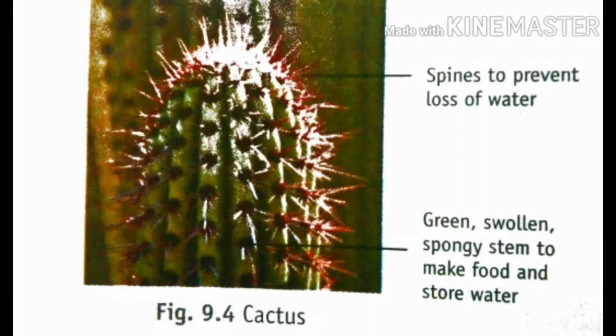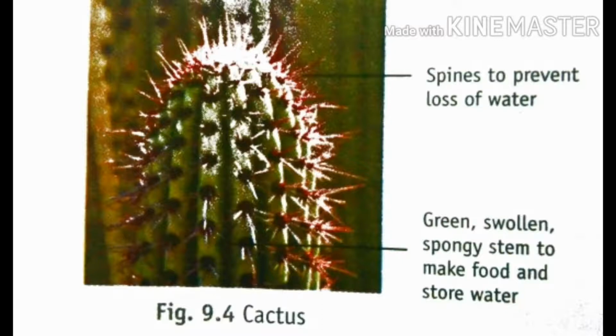How does it reduce the water loss? If there are leaves, then through those leaves transpiration takes place. So, avoiding that, the leaves are modified into spines. The leaves are modified into spines to prevent loss of water.